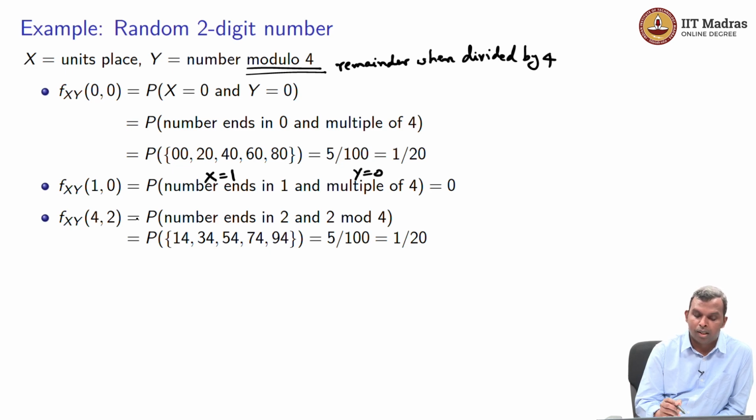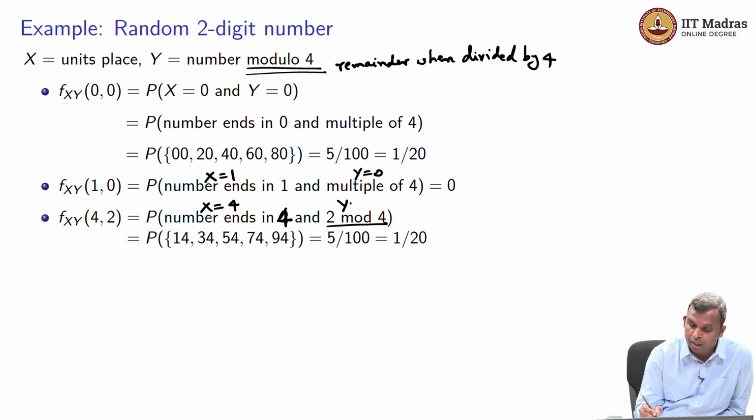4, 2. Okay, number ends in 2. Okay, so I think I got that wrong. Number ends in 4. Okay, seems to be a day of typos. Number ends in 4 and number is 2 modulo 4. What do we mean by 2 modulo 4? Remainder 2 when divided by 4. This is the same as, let me just write it in terms of y. This is x equals 4 and y equals 2.